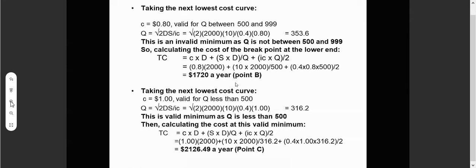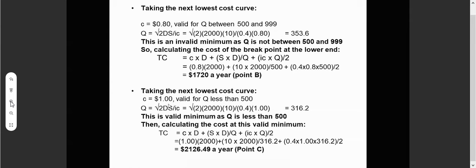The next step is to calculate the total cost of the unit price at 1 ringgit, where the 1 ringgit is valid for the ordering quantity less than 500. Jadi langkah seterusnya adalah untuk mengira lowest cost curve pada harga 1 ringgit yang mana kuantiti pesanannya adalah kurang daripada 500.